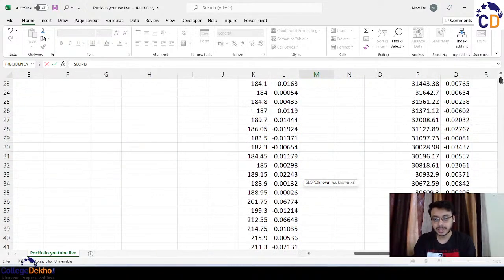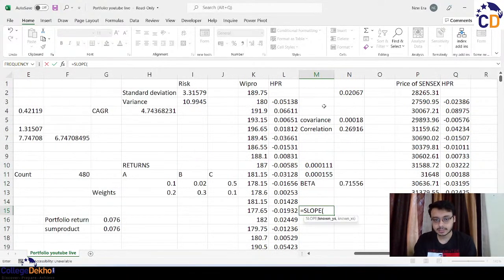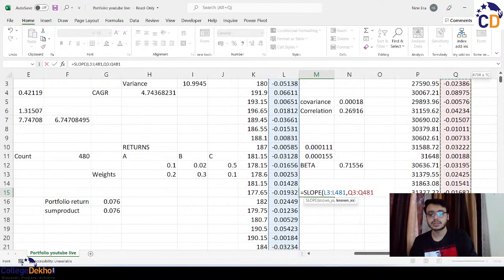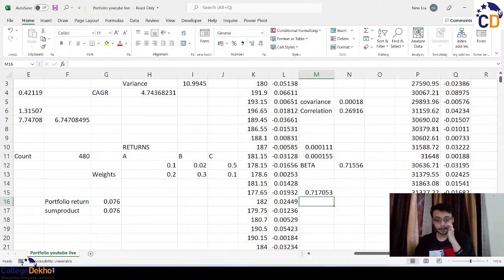Just have to select the areas in that, nothing else. Slope is the beta only. Because when we talk about regression, those who have understanding about the regression, they know the slope is beta. Same answer you got, almost.